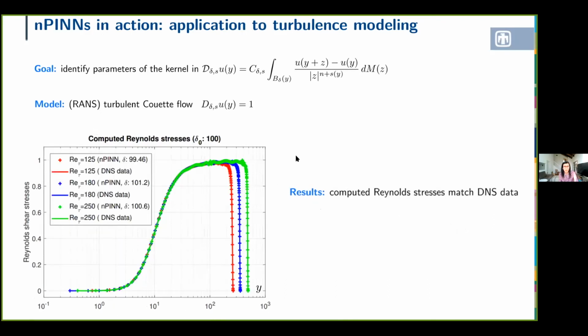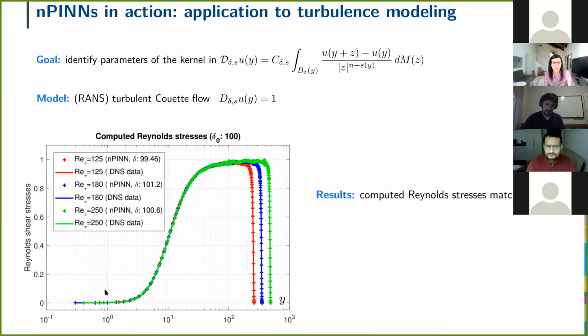And just to conclude, this is the computed stress. So we take our optimal parameters, our optimal profiles for every Reynolds number, we compute the stresses, and we compare them with the high fidelity simulations. And as you can see, they're basically on top of each other.